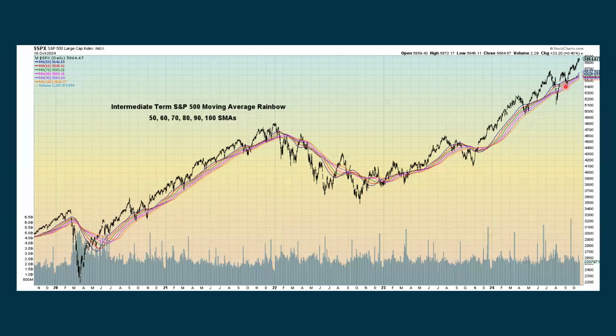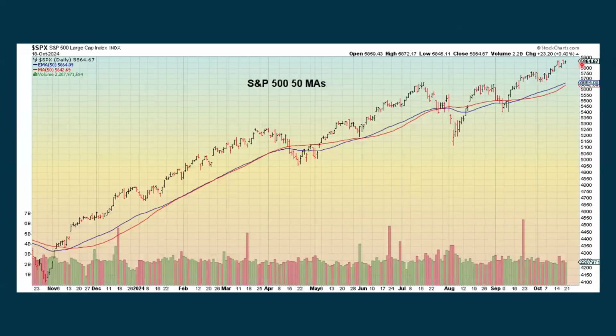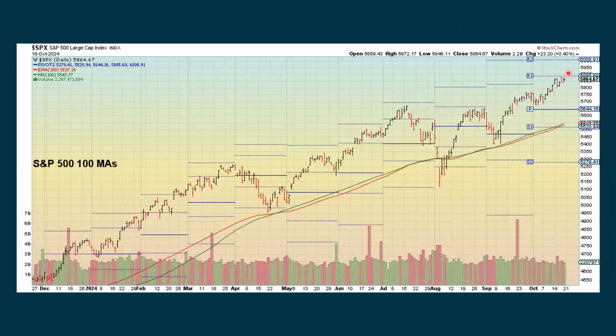Intermediate term, another rainbow going from 50 periods up to 100 periods. Again, the lines are going up and the S&P is above all the lines, so the intermediate term trend is positive. I haven't been showing the 50-period moving average in the videos because we're kind of far away from it right now. We're mainly dealing with the 20-period moving averages, so this is looking quite positive. And the same thing is true with the 100-period moving average.